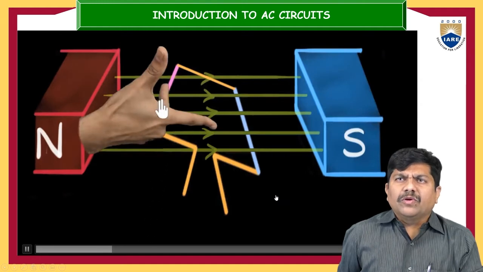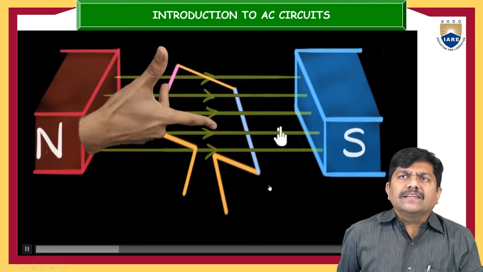So like this, if we arrange our right hand, the thumb indicates the direction in which the armature conductor is moving, our forefinger is in the direction of the magnetic field, and our middle finger indicates the current.